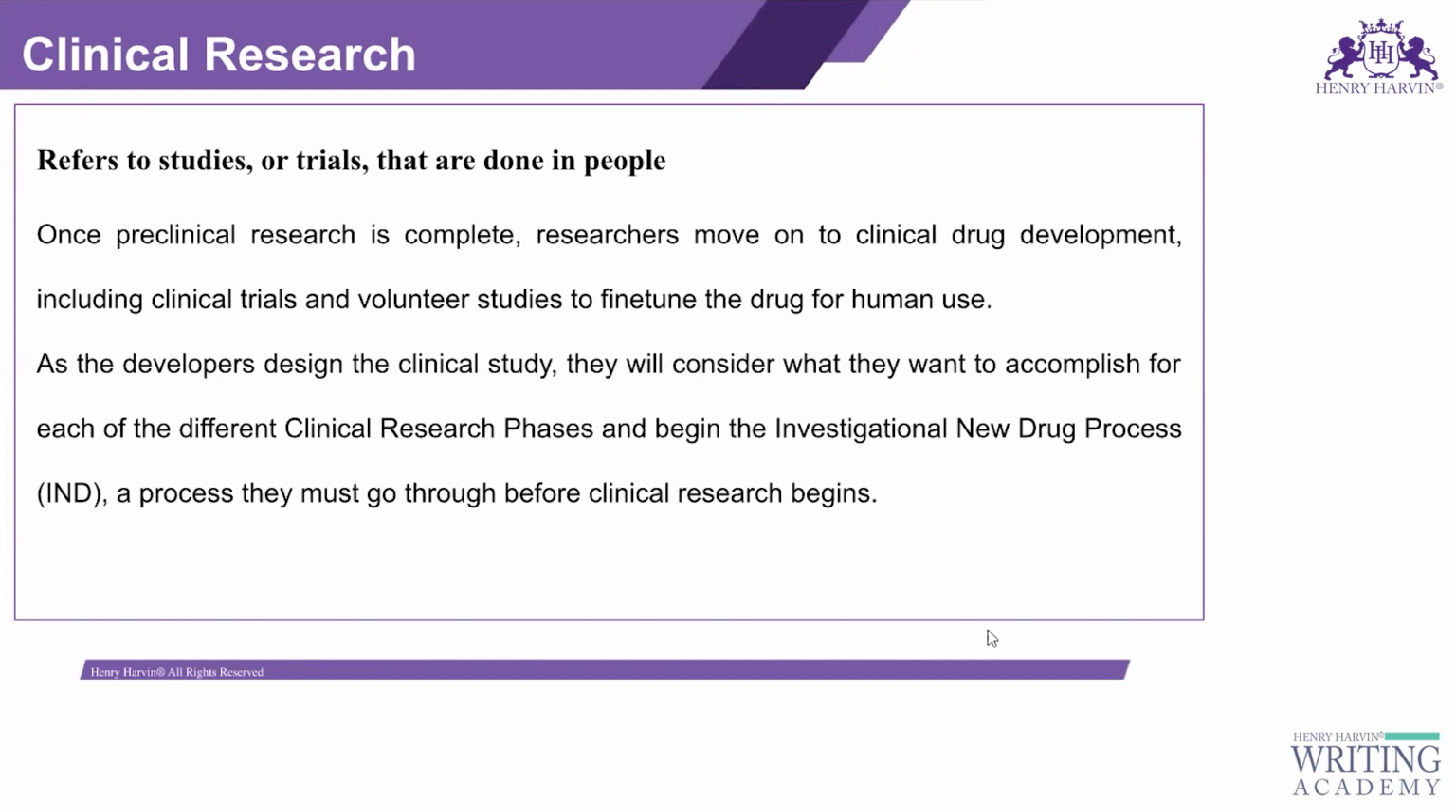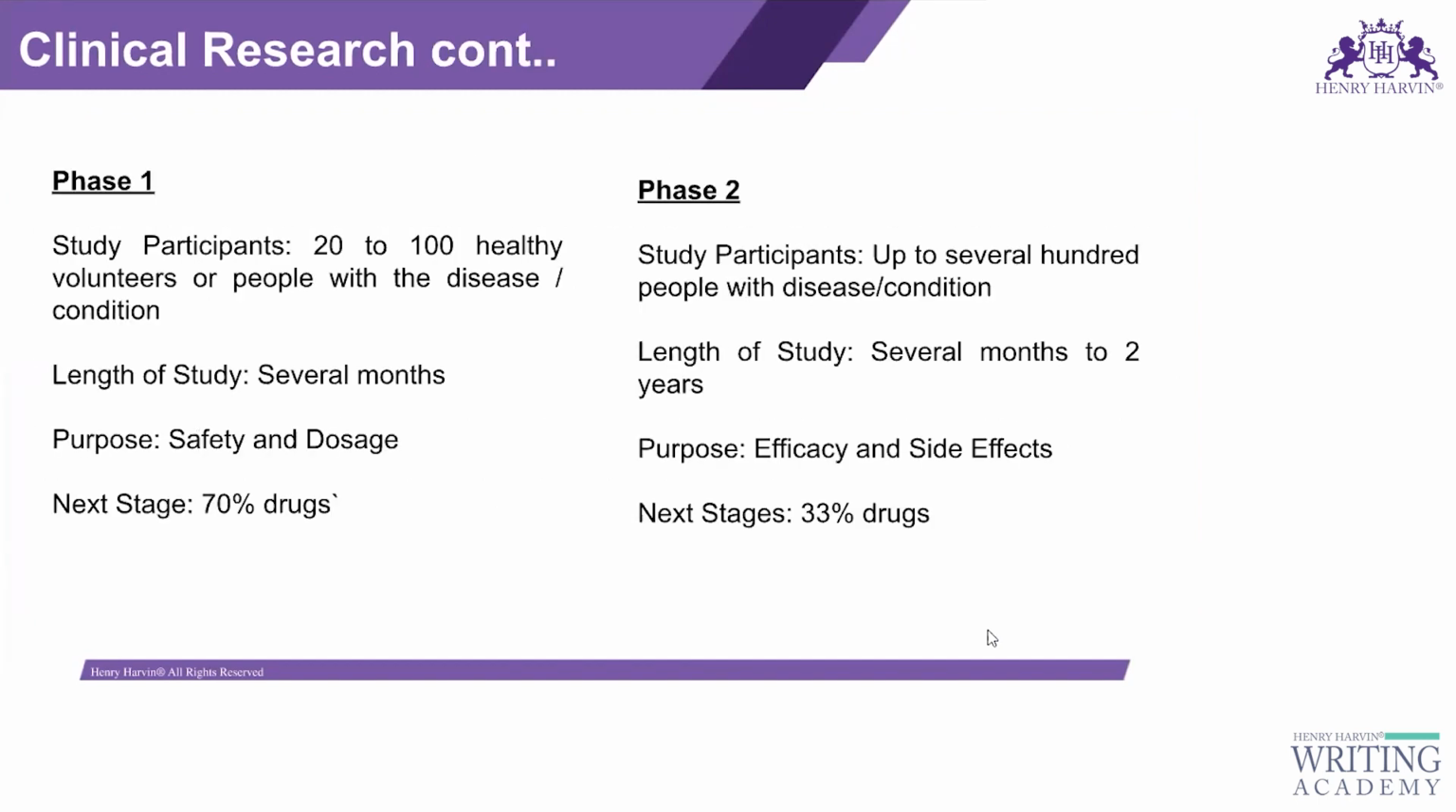So we have already discussed that before conducting the clinical trial process, there should be an IND application submitted to the regulatory authorities. Then the clinical research is conducted in three phases. In phase 1, the study participants will be very few: 20 to 100 healthy volunteers or people with the disease condition, or maybe only healthy volunteers, depending upon the drug or the disease being studied. The length of the study is several months.